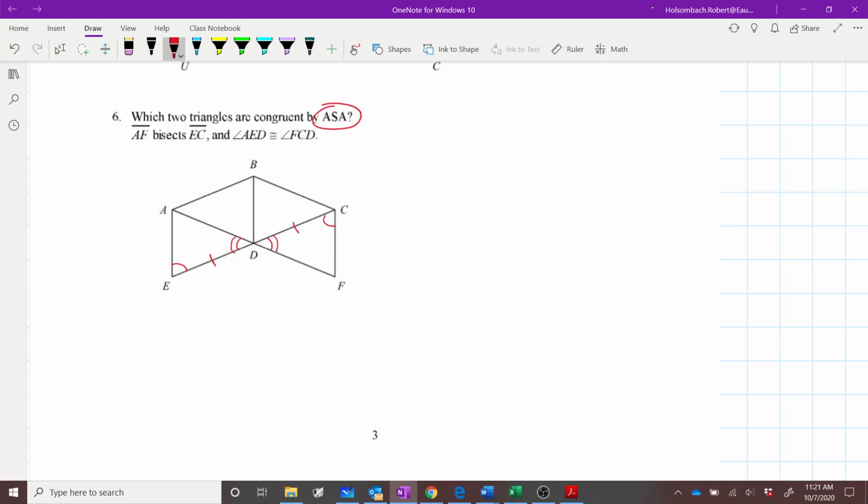So which two triangles are congruent by angle, side, angle? The triangle on the left, I'm going to call it AED, is congruent to the triangle on the right. If we started with A, the angle with no arc marks, we have to start with F, which is the angle with no arc marks. E is listed second, so C has to be listed second. And D is congruent to D. So triangle AED is congruent to triangle FCD by angle side angle.